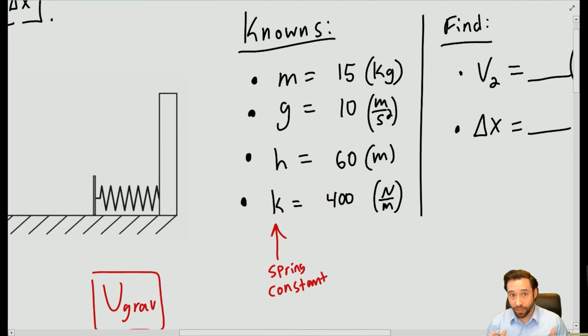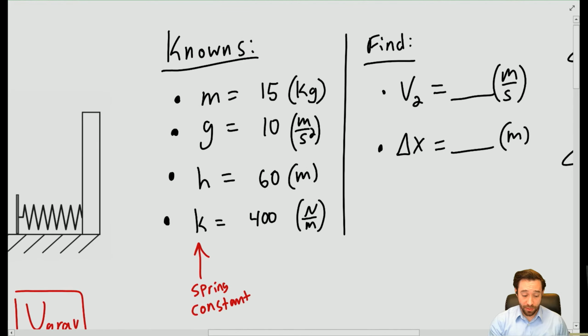And all the spring constant means is if I was to stretch the spring an additional meter from its original length, that particular spring that we're dealing with is going to require 400 newtons in order to stretch it 1 meter. That's all the spring constant is. So my objective is I want to figure out the velocity at state 2, and I also want to know how much the spring compresses at state 3. Make sense?